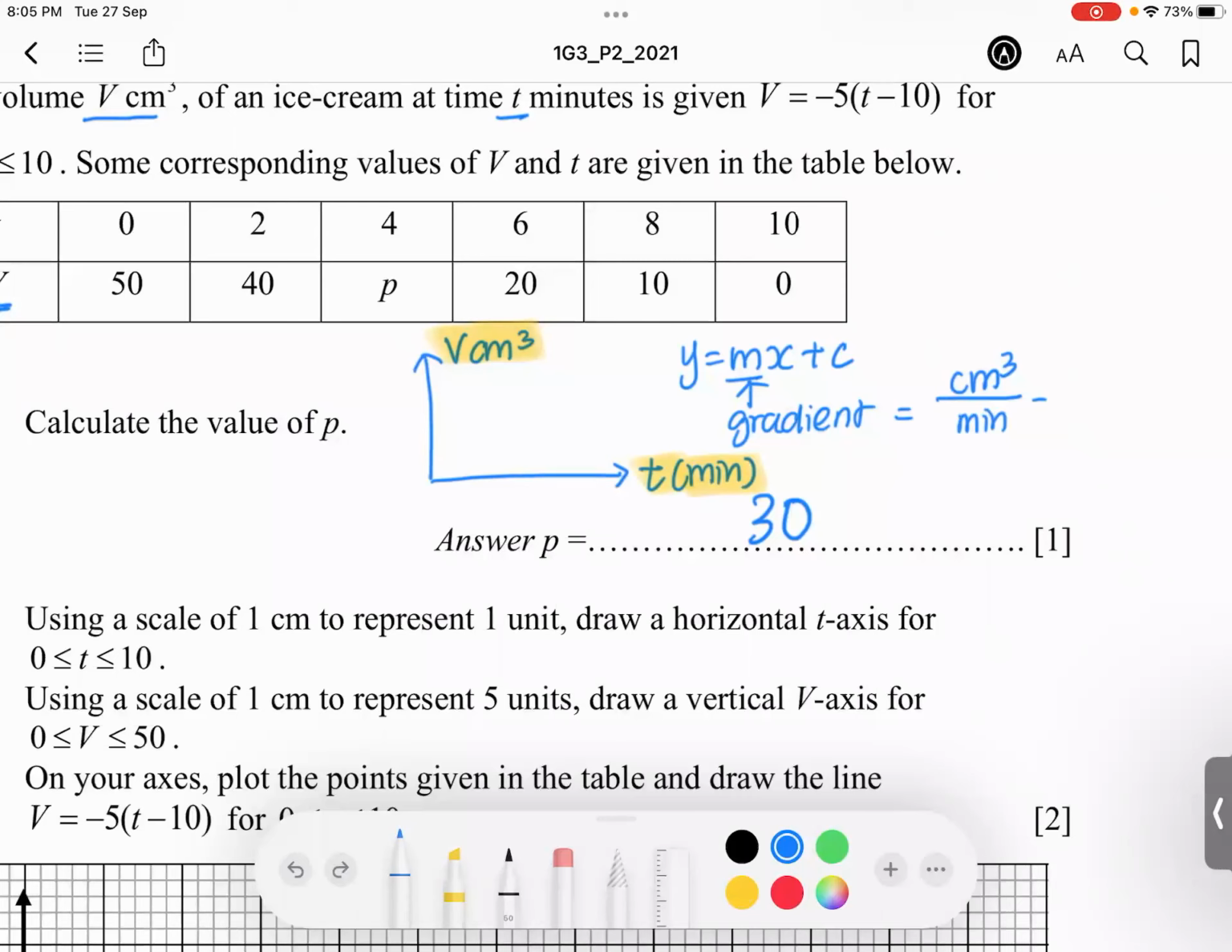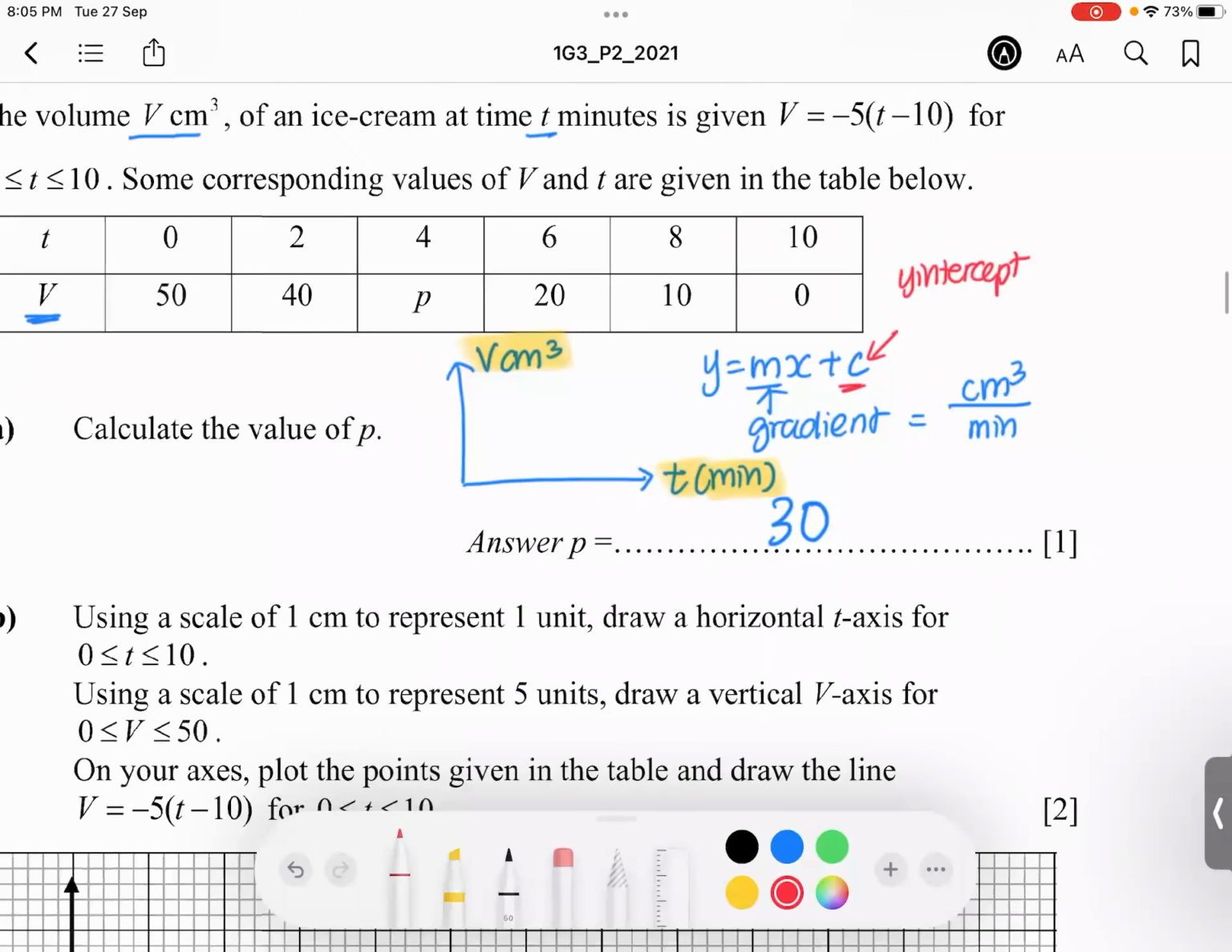Right, volume per minute. So when you have a positive value, it means the volume will be increasing by how many cm cube per minute. If you have a negative gradient, that means the volume will be decreasing at how many cm cube per minute. Next thing, we also need to understand what is C. C is my y-intercept. Okay, C is my y-intercept, meaning when x is equal to 0.